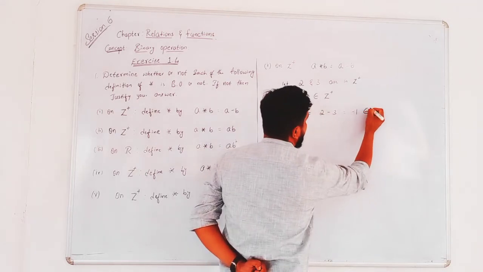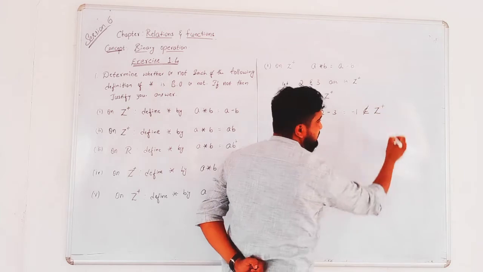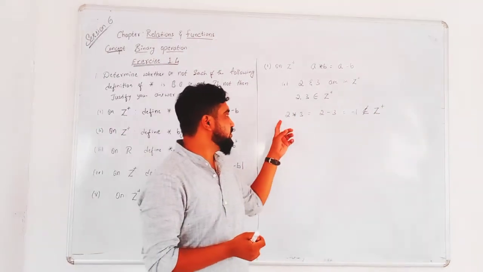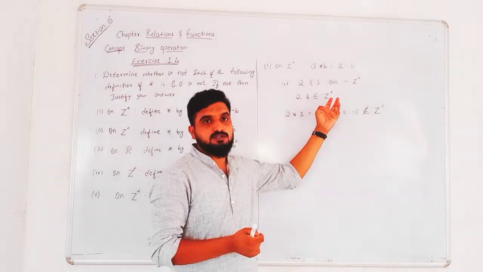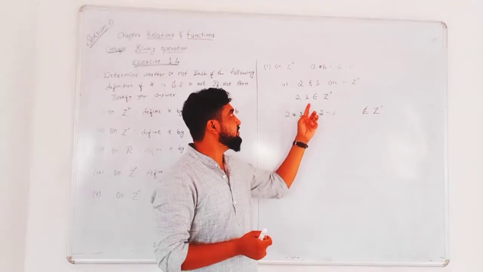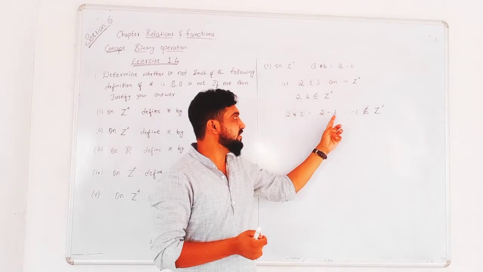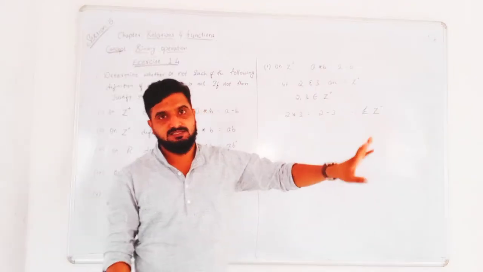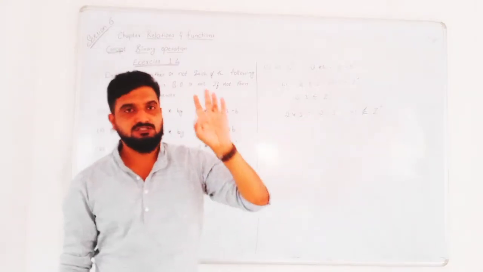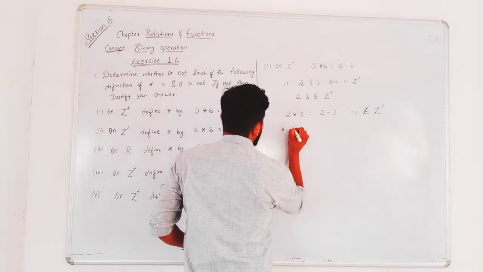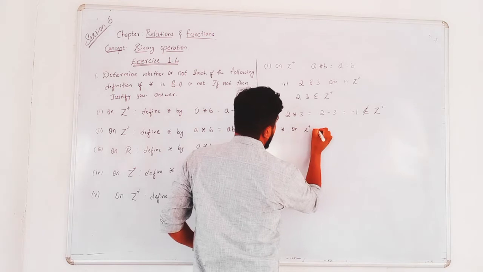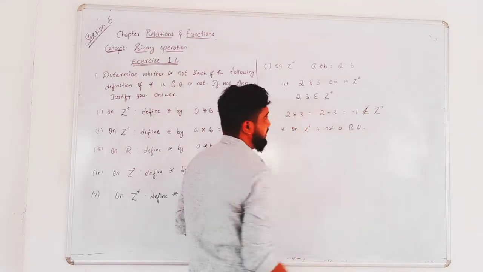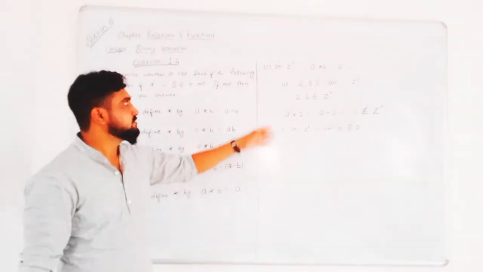But minus 1 does not belong to Z plus. Z plus is the set of all positive integers. So if I take 2 and 3 as two numbers in Z plus, then 2 star 3 with the help of this definition gives 2 minus 3, which is minus 1, but Z plus does not contain negative integers. Z plus has only positive integers. That's why this star on Z plus is not a binary operation. So I have justified my answer with an example. So this is the first problem.